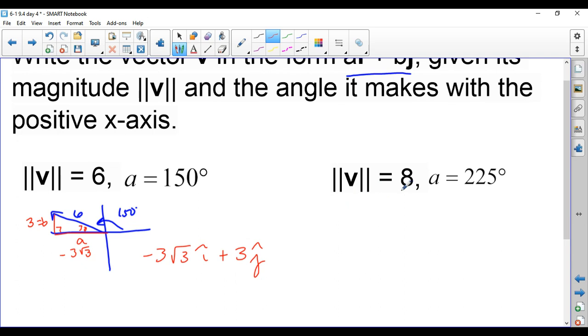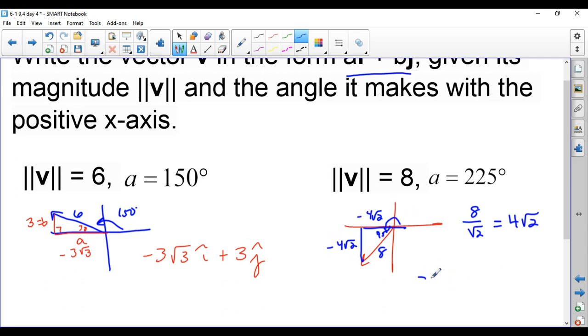Another example, the magnitude is 8 and the angle is 225. So this vector comes down in the third quadrant at an angle of 225. So inside we have 45 degrees. I need the x and y components. The magnitude is 8. It's a 45, 45, 90 triangle, so I take the hypotenuse and divide by square root of 2, which gives me 4 square root of 2. Both legs are congruent. If I'm going left and down, they are also both negative. So my x component is -4 root 2, and I multiply that by i hat. And my y component is -4 root 2, and I multiply that by j hat.